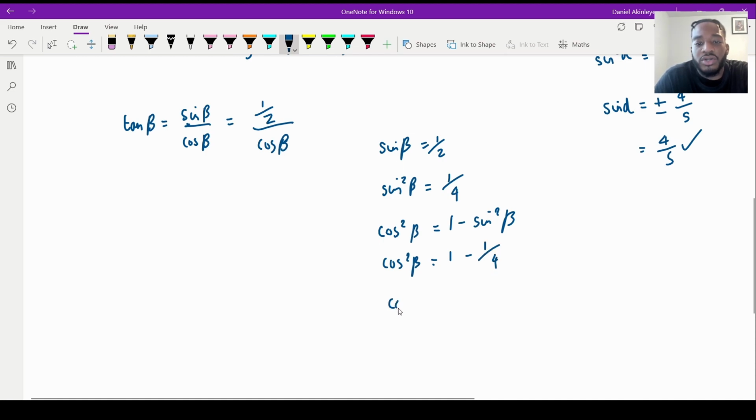So therefore, cos squared beta is equal to 3/4, isn't it? And then that must mean that cos beta is equal to the square root of that. So remember, we just square root the top and the bottom. So square root of 3 is √3, square root of 4 is 2. And then obviously we need a plus or minus, don't we? So we've got this here. Cos beta is equal to plus or minus √3/2.